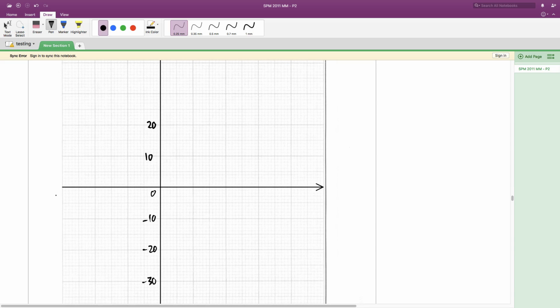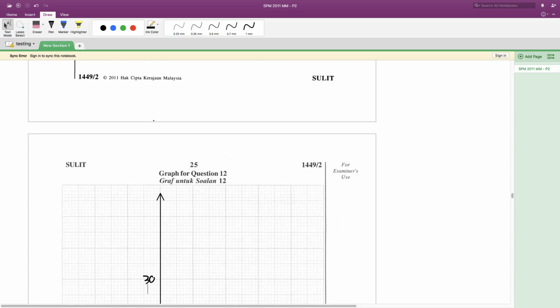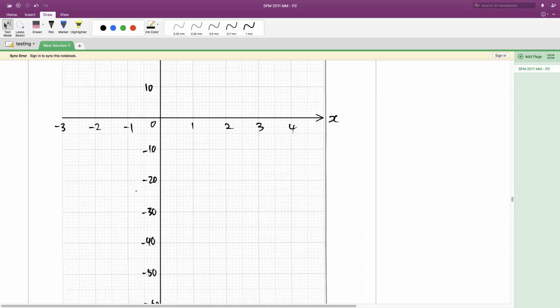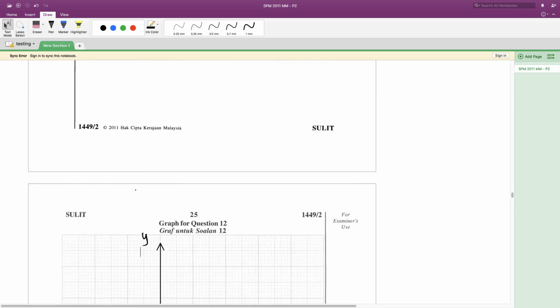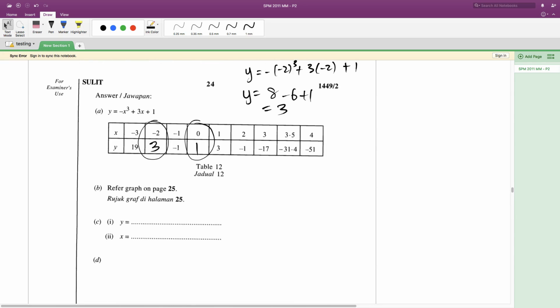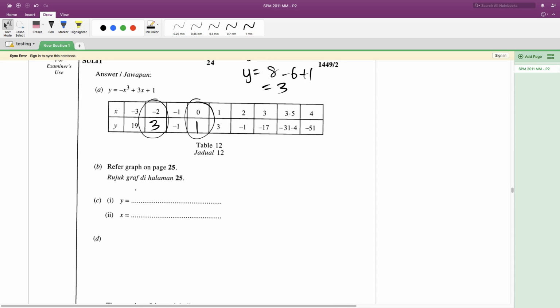so this is -3, -2, -1, 0, 1, 2, 3, 4. This is x-axis. I can write 30, just make it look nicer a bit. And this is y-axis. Alright, then after you've done this one, so what you do next is you're going to plot the thing. Yeah, the first one is, okay, let's plot it together since I'm teaching you this one.